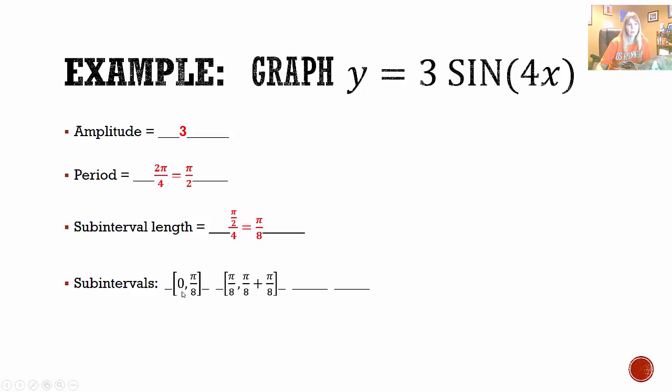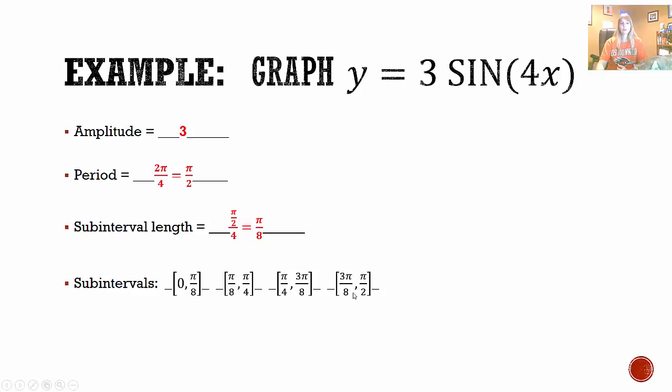I always start at 0. If the subinterval length is pi over 8, then the first one's easy because it's 0 to pi over 8. I start my next subinterval at pi over 8, and then I add another pi over 8. So that'd be 2 pi over 8 or pi over 4. I'd start my next interval at pi over 4, and I actually went back to 2 pi over 8 because it's easier for my brain to add. And I add another pi over 8, so I get 3 pi over 8.